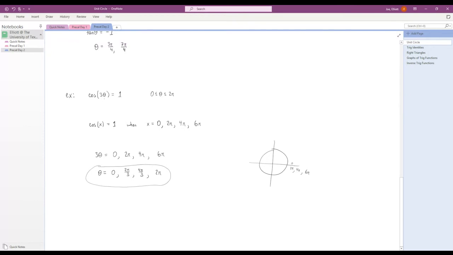If your θ is multiplied by a number like this, there's a good chance that you'll want to go around the circle more times to make sure you get all the possible values. Yeah. So say if this were cosine of 5θ, we would have wanted to go around the circle 5 times to try to catch everything. Okay.